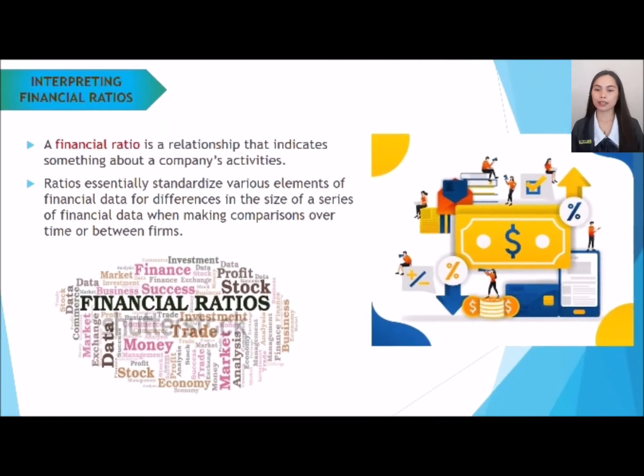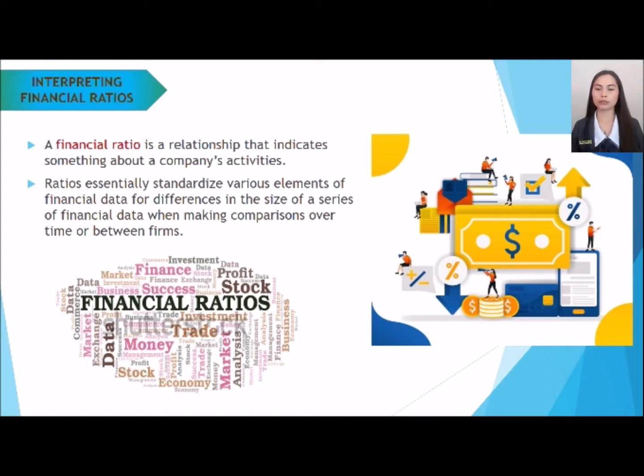The next topic is interpreting financial ratios. So a financial ratio is a relationship that indicates something about a company's activities, such as the ratio between current assets and current liabilities, or between its accounts receivable and its annual sales. So financial ratios enable an analyst to make a comparison of a company's financial condition over time or in relation to other firms. So ratios essentially standardize various elements of financial data for differences in the size of a series of financial data when making comparisons over time or between firms.